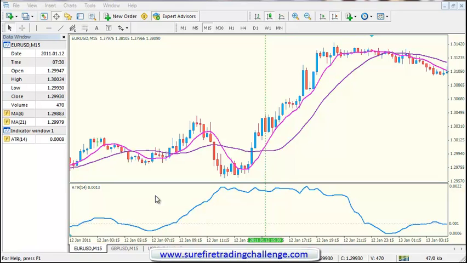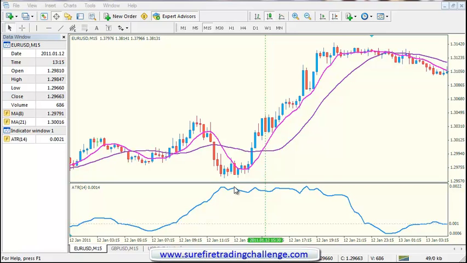The first part of my buy trade rules is to make sure that my 14-period ATR must be 0.0010 or less before looking for signals. You can see that over here, my ATR has reached that level, and so this is when I start waiting for my other conditions to be met before I enter the trade.